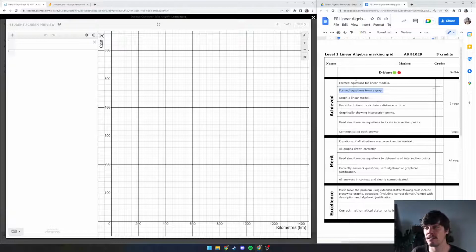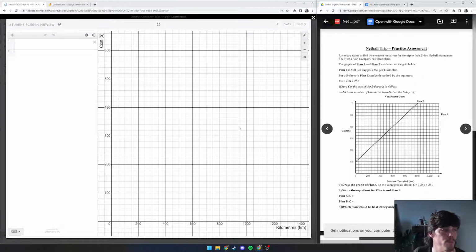So I've got the marking grid here, and today we're going to look at how to form an equation for linear models, how to form an equation from a graph, how to graph a linear model, how to use substitution to calculate a distance or time, graphically show intersection points, use simultaneous equations to locate intersection points, and communicating answers. I'm just going to look at the achieved skills so that you guys have a video that you can refer back to. Okay, so let's get straight into it.